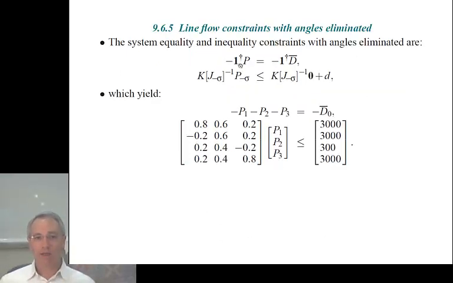The system equality and inequality constraints with angles eliminated are therefore power balance and shift factors times the injections except at the slack bus is less than or equal to the corresponding terms for the demands. That turns out to be 0 plus the demand limitations. Substituting in the known values, we get power balance and this constraint on generations at buses 1, 2, 3.